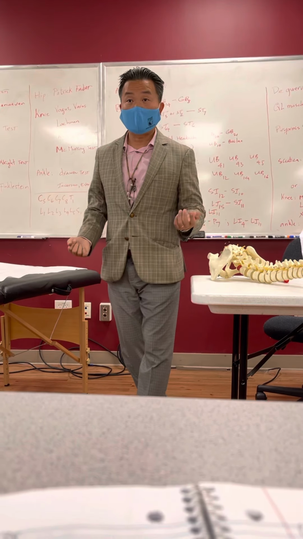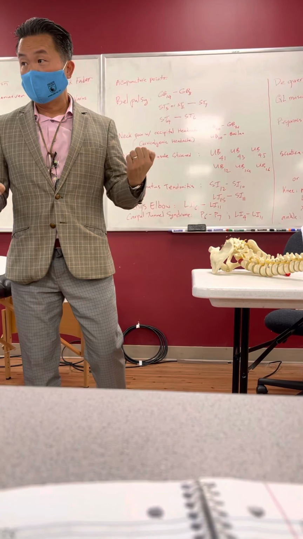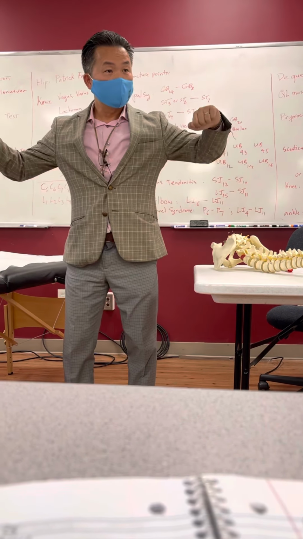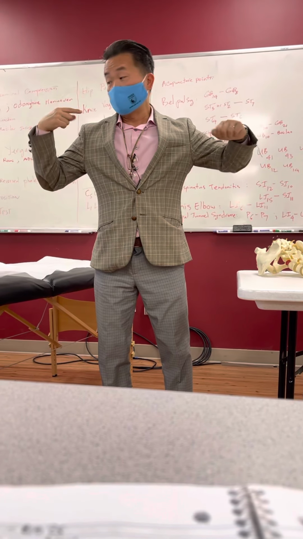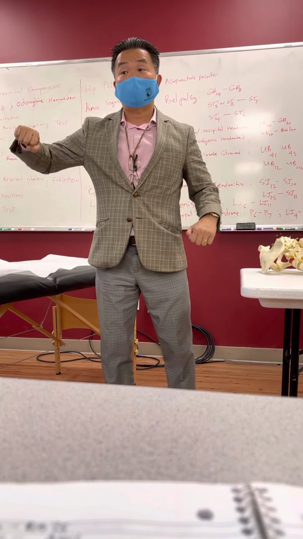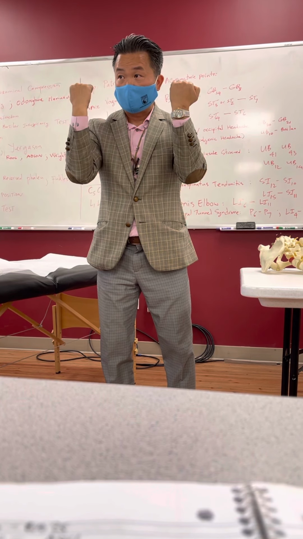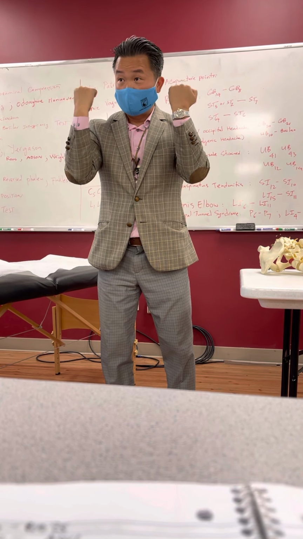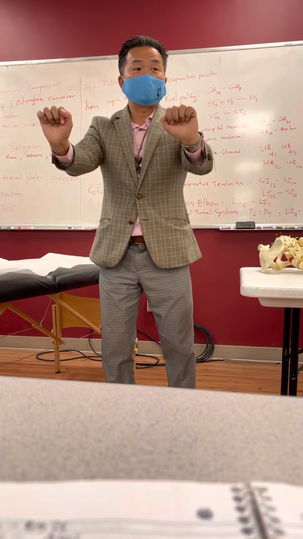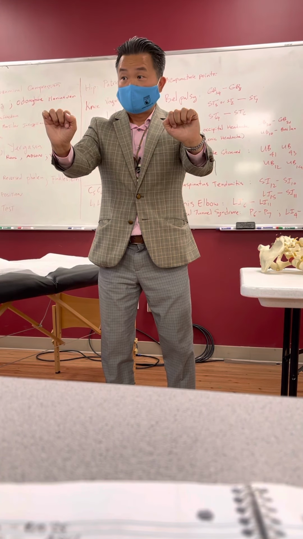And then myotome. Myotome means the nerve root controls the muscle. For example, I do this. The main nerve root that controls this shoulder abduction is C5. Also C5 does this, biceps flexion. C5, C6. And then this is C6. C7.